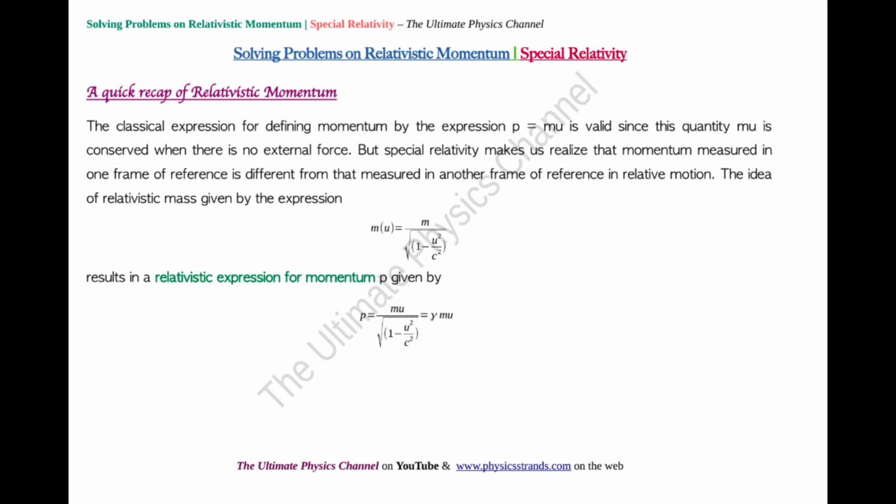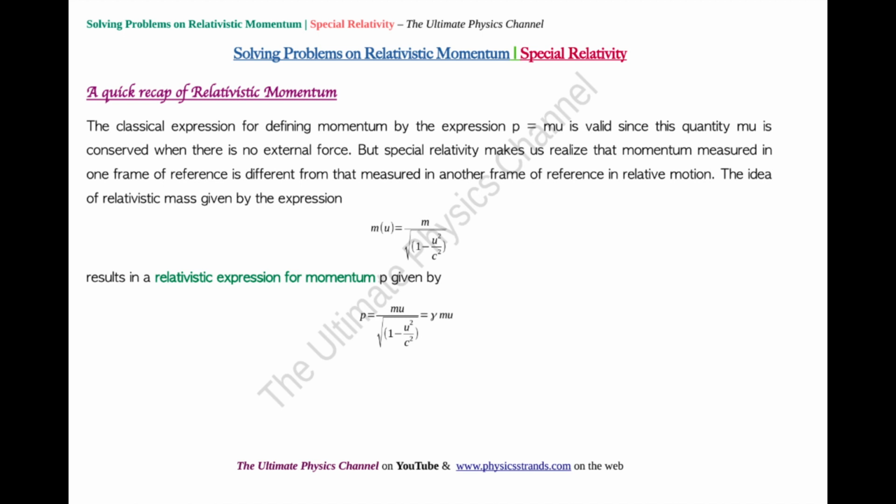The classical expression for defining momentum is momentum P equal to mass times velocity, so m times u, where u is the velocity of that particular object. And this is valid because classically this quantity mu is conserved when there is no external force. But special relativity makes us realize that momentum measured in one frame of reference is different from that measured in another frame of reference, which is in relative motion.